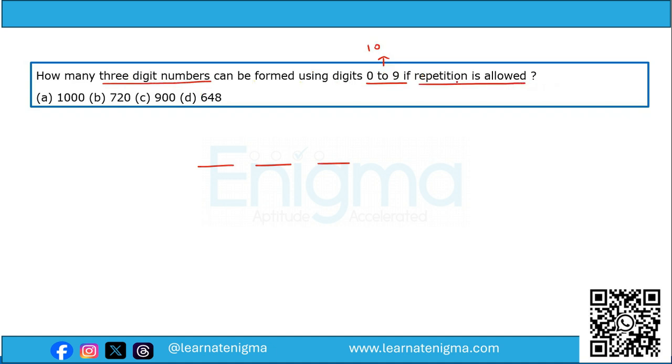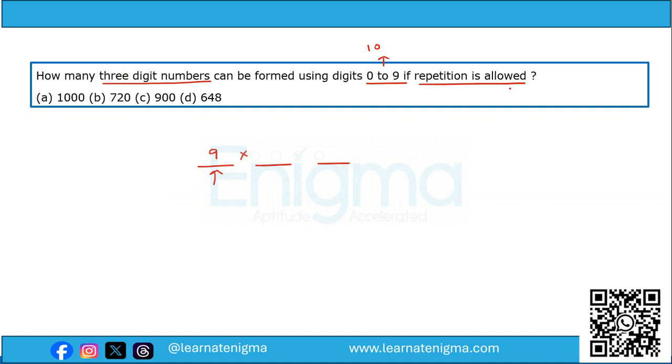There is no special restriction in this question, so we start from the leftmost dash. Now, it is specifically mentioned three-digit numbers, so we cannot have the digit 0 in this dash. But apart from 0, all the other digits, that is from 1 to 9, can be put over here. So we'll write down 9 over here.